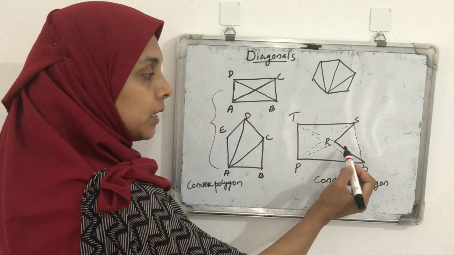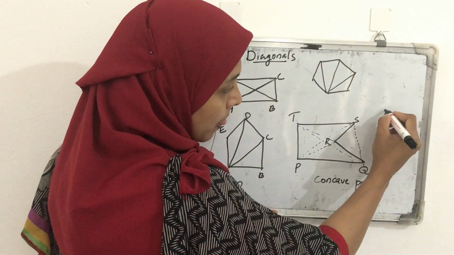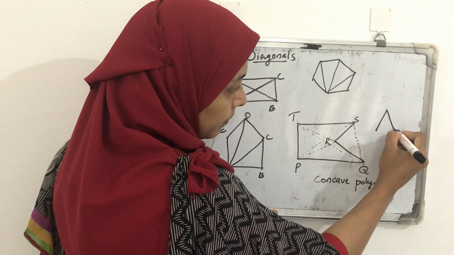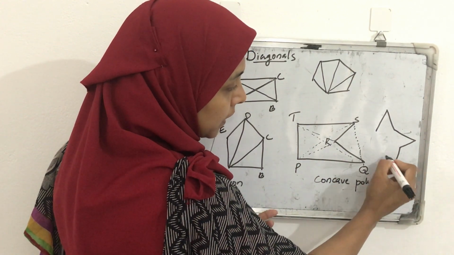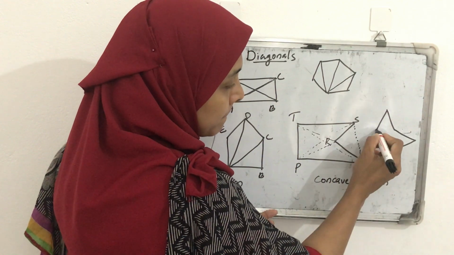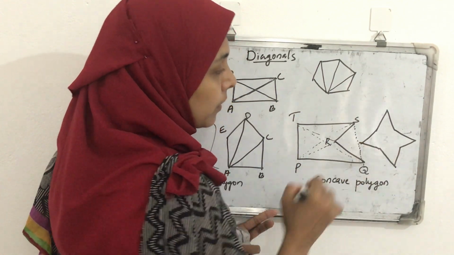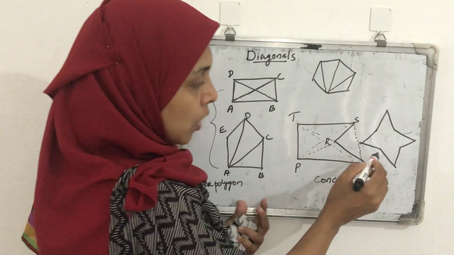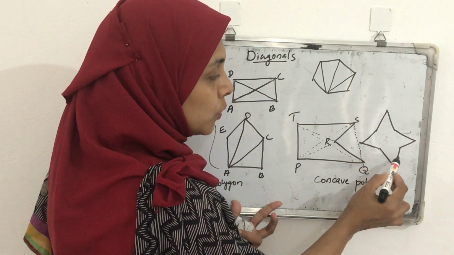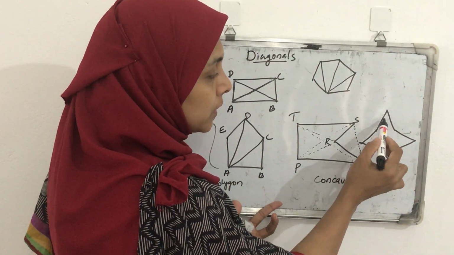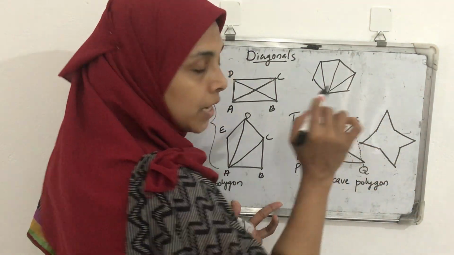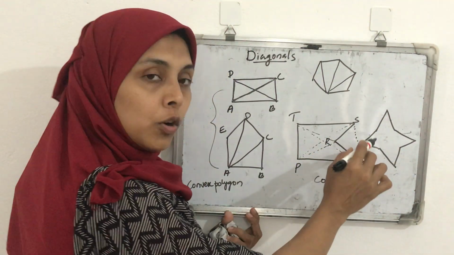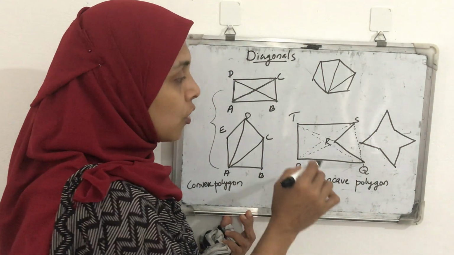So in this type of another polygon, you look. What is the name of this polygon? Can you say the name of this polygon? Count how many sides are there. 1, 2, 3, 4, 5, 6, 7, 8 sides are there. So it is an octagon. Okay, it is an octagon.